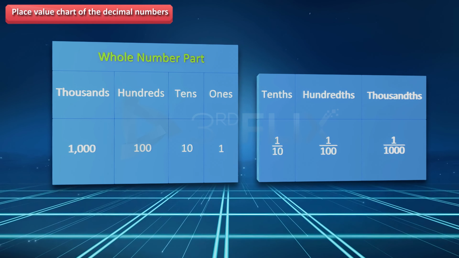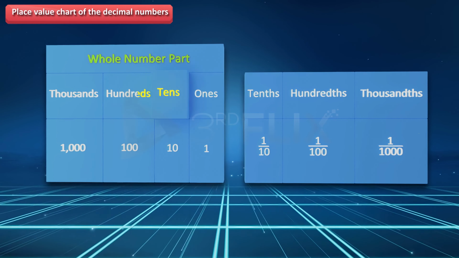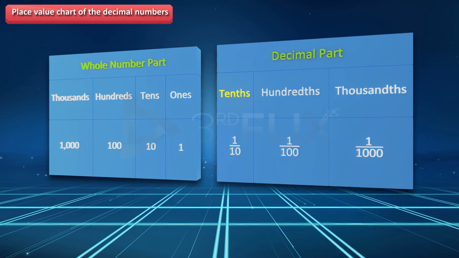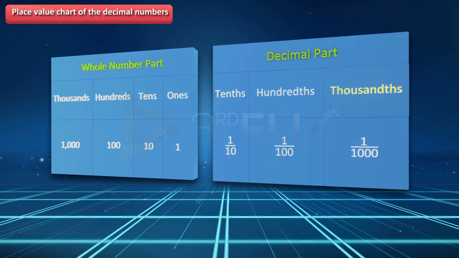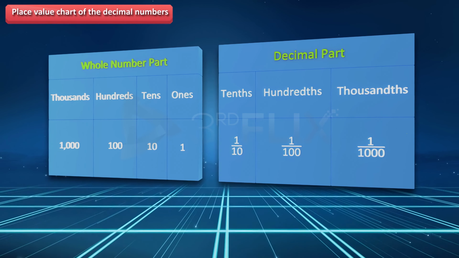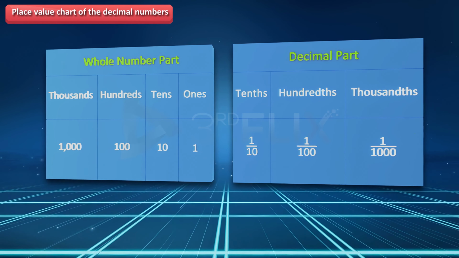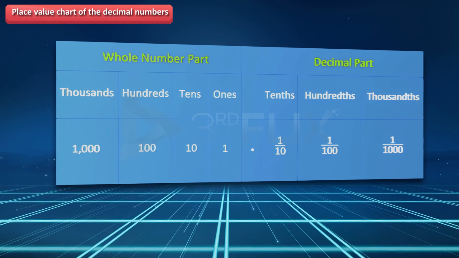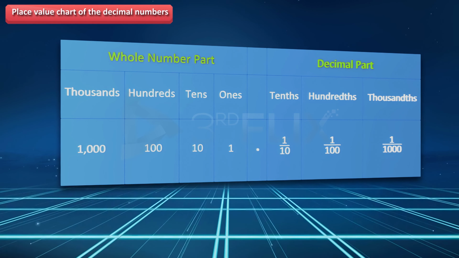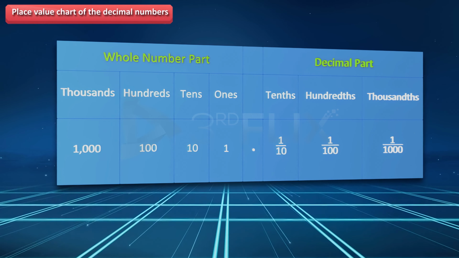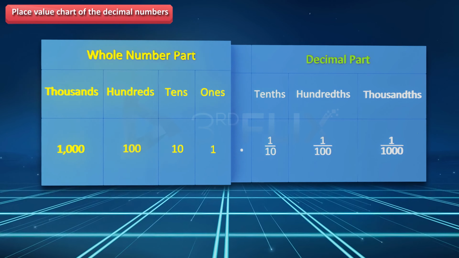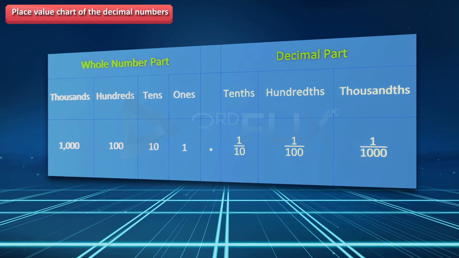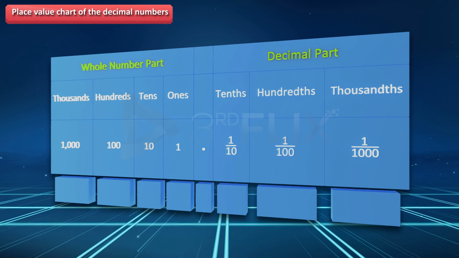Whole number part: thousands, hundreds, tens, and ones. Decimal part: tenths, hundredths, thousandths, and so on. This fractional part is usually separated from the whole number by means of a dot called the decimal point. While reading a decimal number, read all the digits together in the whole number part, whereas in the decimal part, we have to read each digit separately.